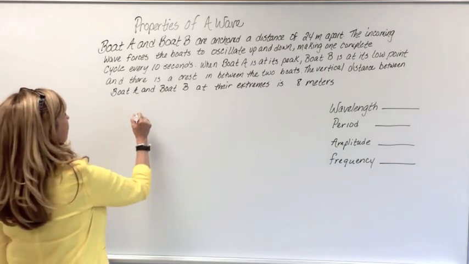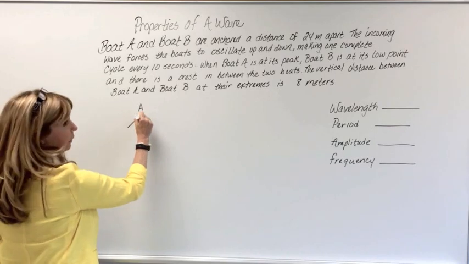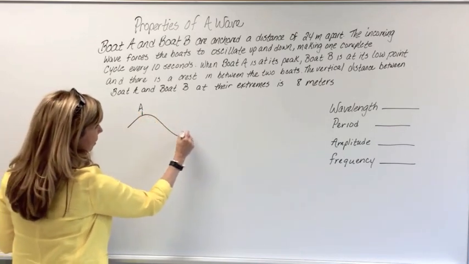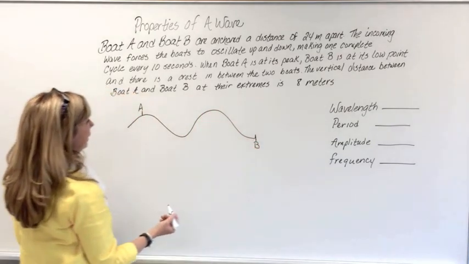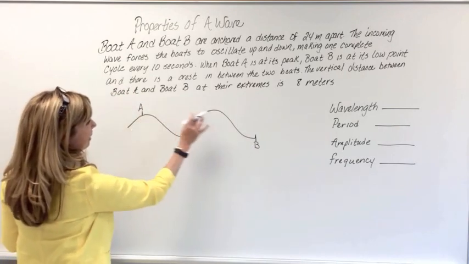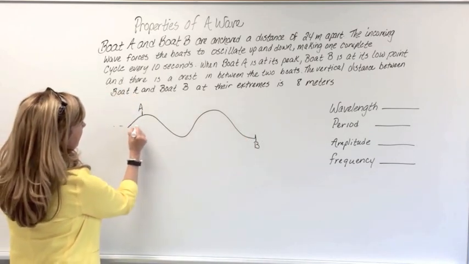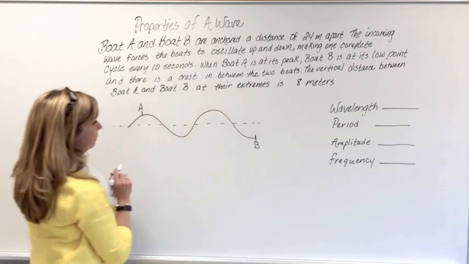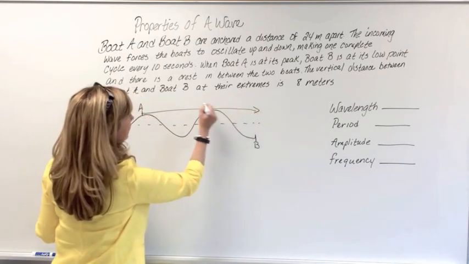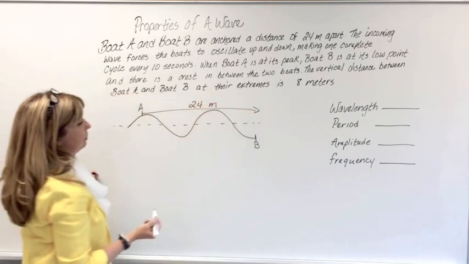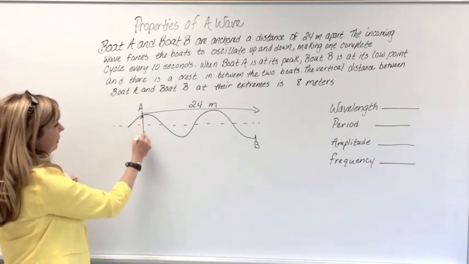So let's draw a picture. We have boat A, and we know that it's on a crest. All right, we also know that there's a crest between boat A and B. Crest, it's up here at the top, and a crest in between, and boat B is down there at the bottom. Let's put in our rest line. We know that boat A and boat B are anchored 24 meters apart, and at their vertical extreme, it's 8 meters.